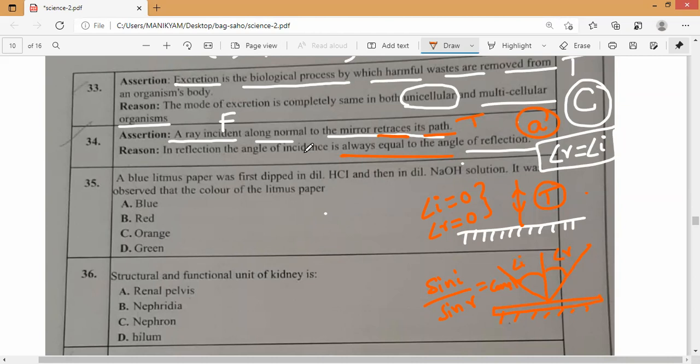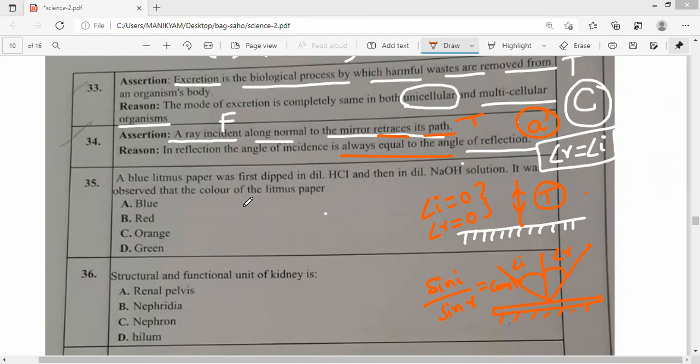See, both statements you identify as correct. Now, whether a relation is there or not, how should I identify? It is happening, retracing its own path. Why, guys? Because it is satisfying the second law of reflection. Is it yes or no? Are you understanding? Yes, sir. That is why it is true, option A. Understand, everybody, please kindly remember. Don't simply answer it. Okay, guys?